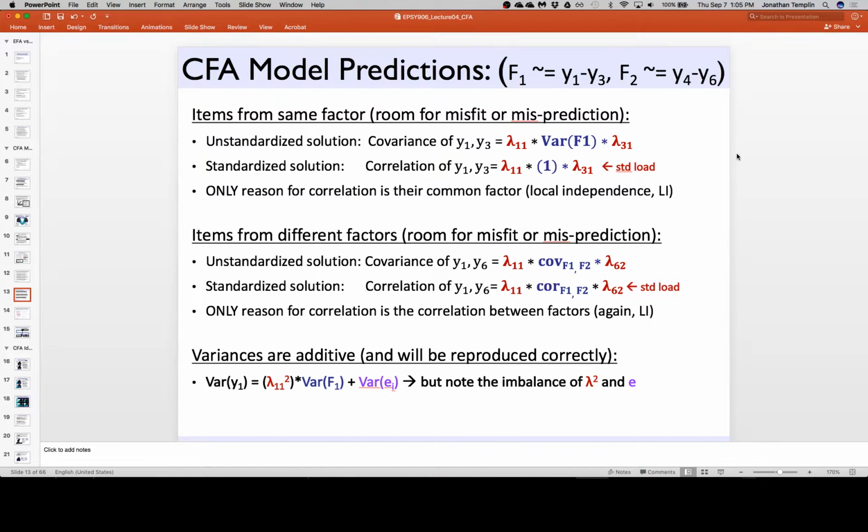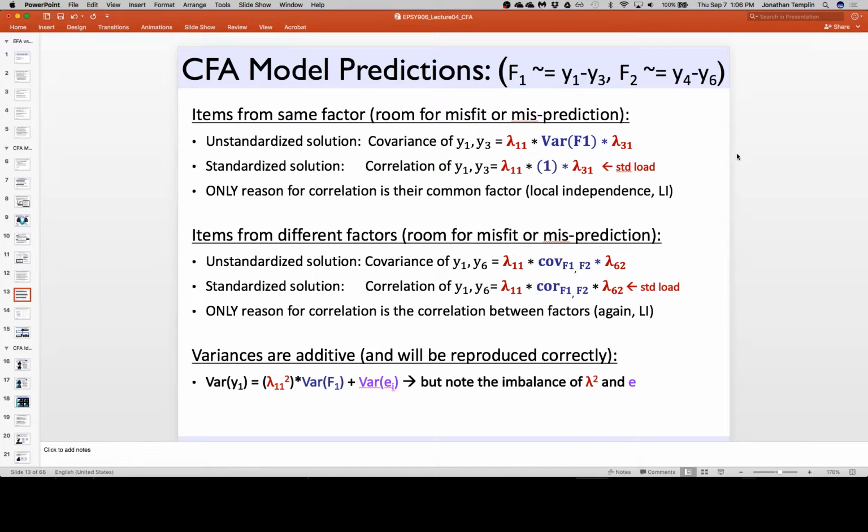Can you repeat that again? Absolutely. If our model is accurate, the covariance of a pair of items, like in this case Y1 and Y3, measuring the same factor, is the loading of the first times the variance of the factor times the loading of the second.